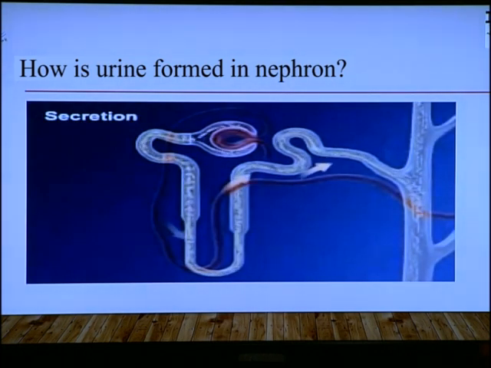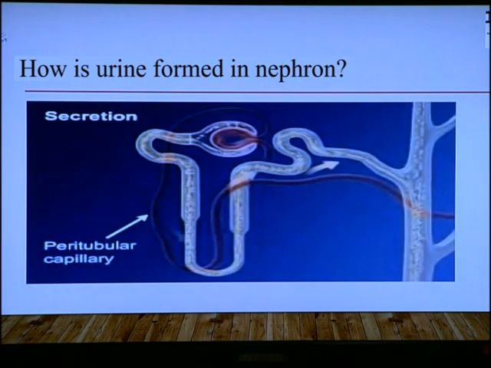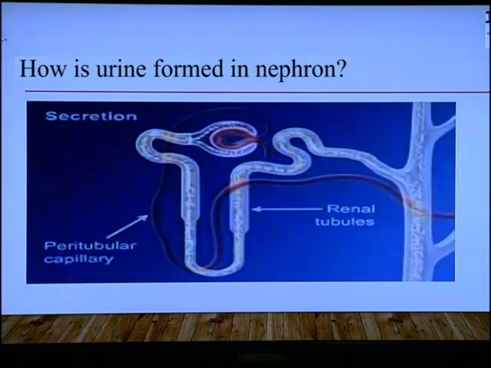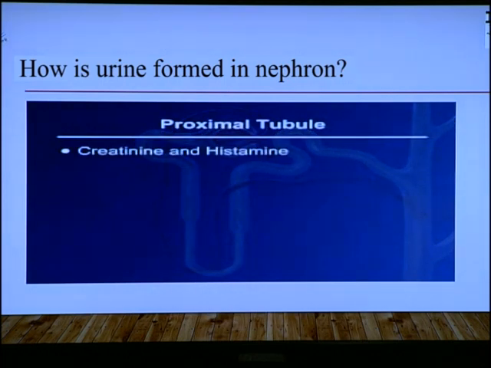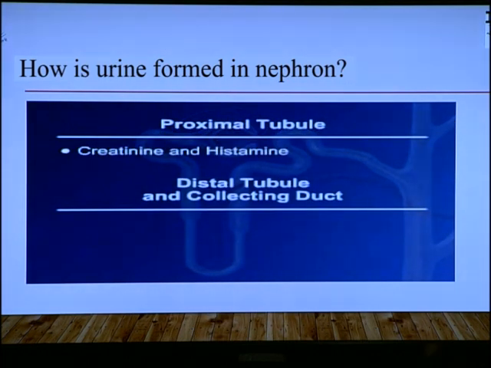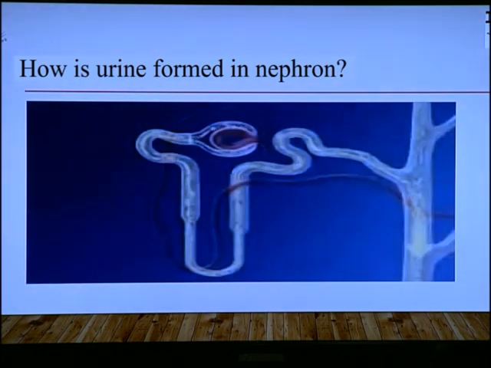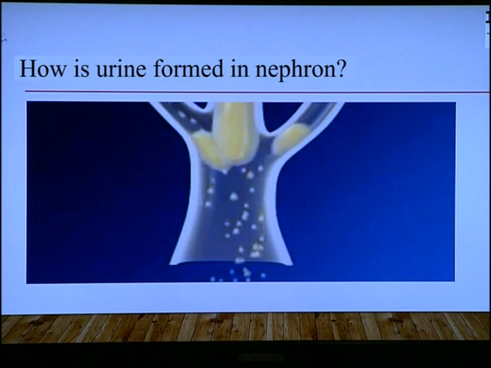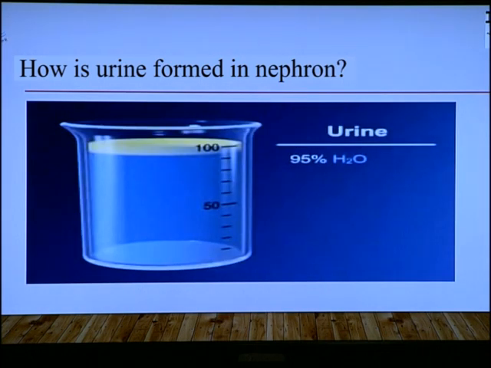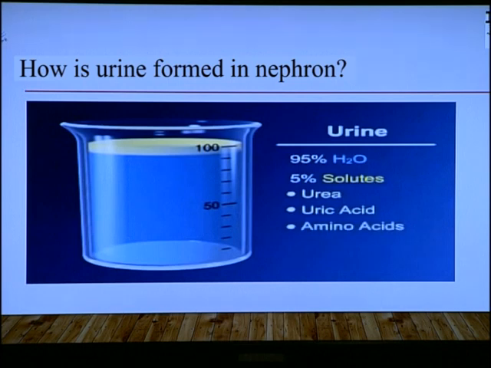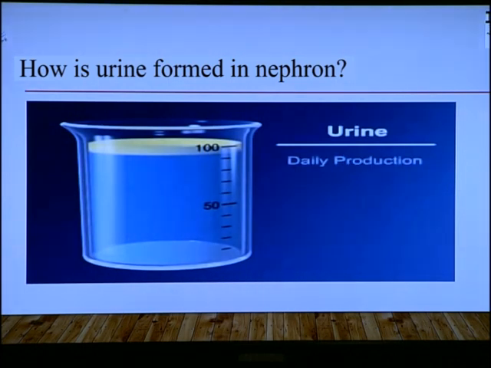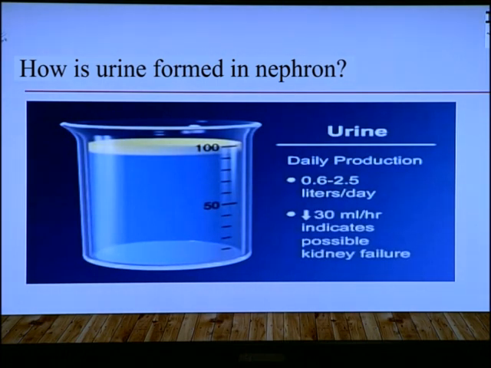In tubular secretion, substances move from the plasma in the peritubular capillaries back into the filtrate in the renal tubules. The proximal tubule secretes creatinine and histamine, and the distal tubule and collecting duct secrete potassium into the filtrate. All the tubules actively secrete hydrogen ions to regulate the pH of the body fluids. The filtrate is now urine. Urine is about 95% water with balanced urea, uric acid, amino acids, and electrolytes. The daily production is about 0.6 to 2.5 liters per day. Urine production below 30 milliliters per hour indicates possible kidney failure.